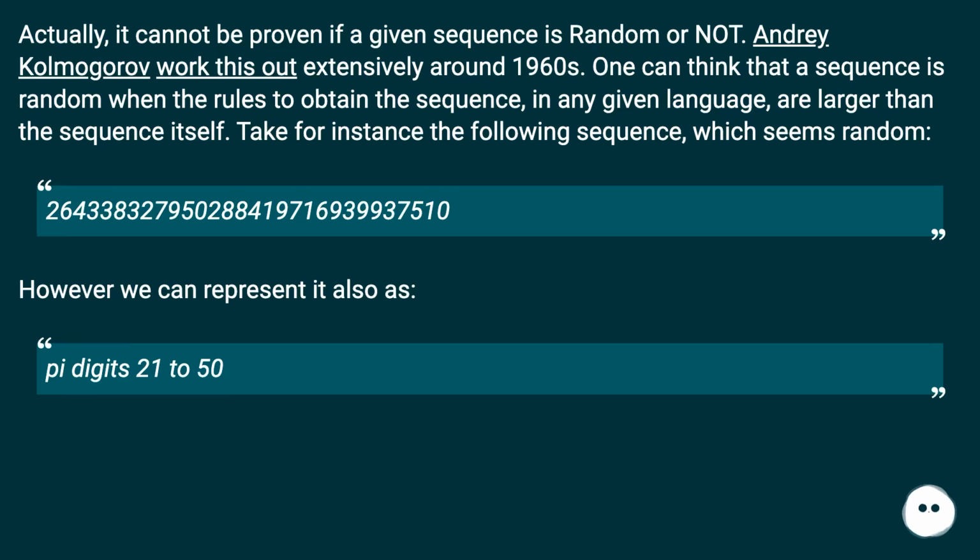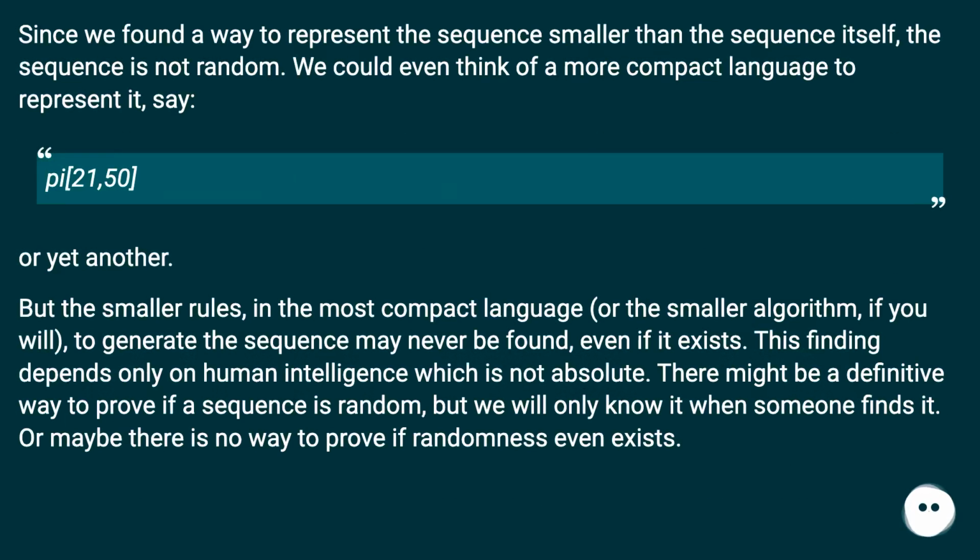Take for instance the following sequence, which seems random: 264 octillion 338 septillion 327 sextillion 950 quintillion 288 quadrillion 419 trillion 716 billion 939 million 937,510. However, we can represent it also as pi digits 21 to 50. Since we found a way to represent the sequence smaller than the sequence itself, the sequence is not random. We could even think of a more compact language to represent it, say pi[21:50].